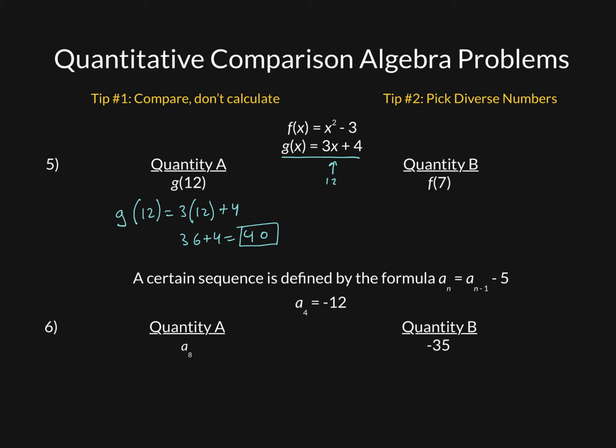What about f of 7? So I'm essentially just going to take my f of x equation and replace x with 7. That's going to give me f of 7 equals 7 squared minus 3.